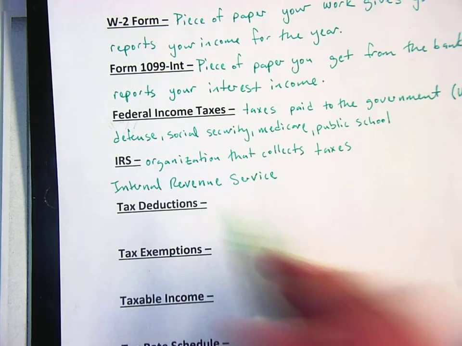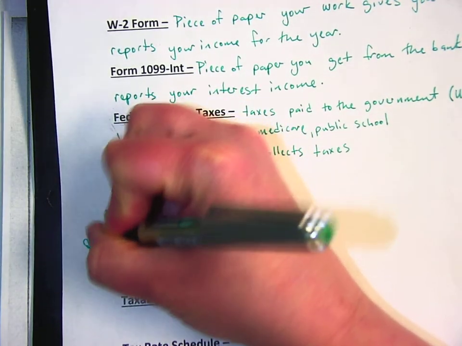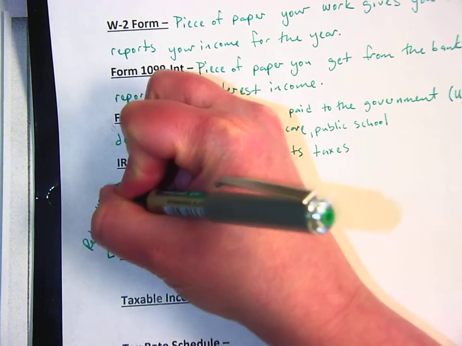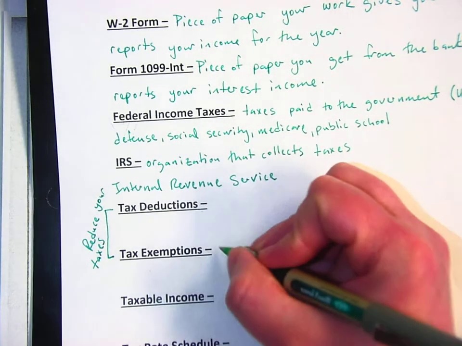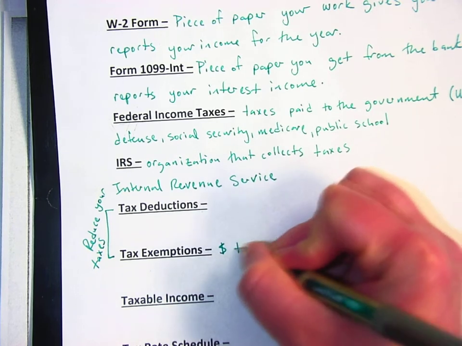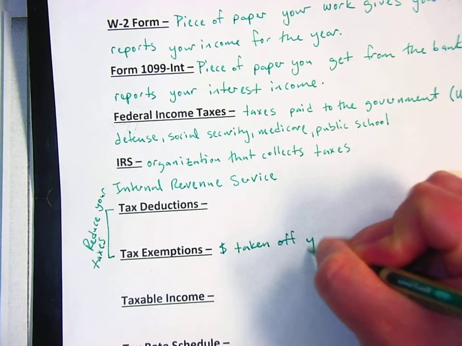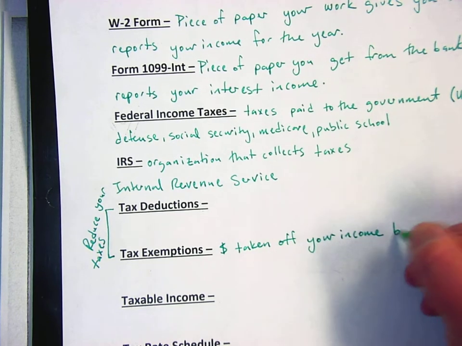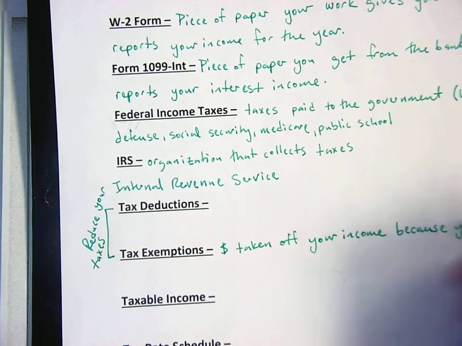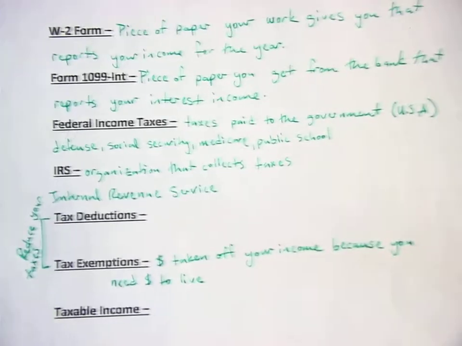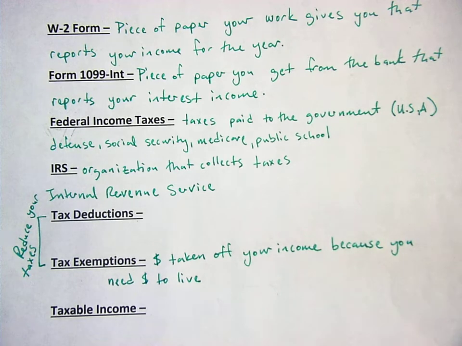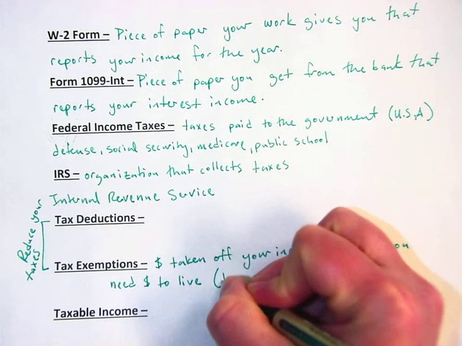So, tax deductions and tax exemptions reduce the amount of taxes you have to pay. They reduce your taxes. A tax exemption is basically money taken off your income because you need money to live. So, like, you shouldn't be taxed on a certain amount of your income, and the reason why is because you need, like, a certain amount of money just to get by in life. Often we call that a standard deduction. They used to call them exemptions. This also includes any dependents you might have.